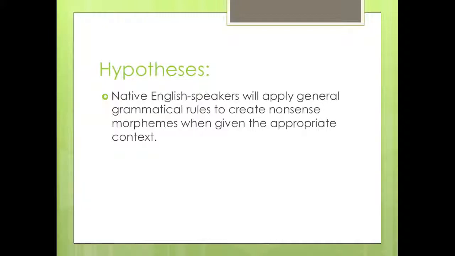So my hypothesis is that native English speakers will apply general grammatical rules to create nonsense morphemes when given the appropriate context. So basically I'm saying that in my study it'll make more sense, but as far as pluralization goes, adults will use a z ending, that sound with a voiced ending, like they did in the WUG test, or like you would assume an adult would.